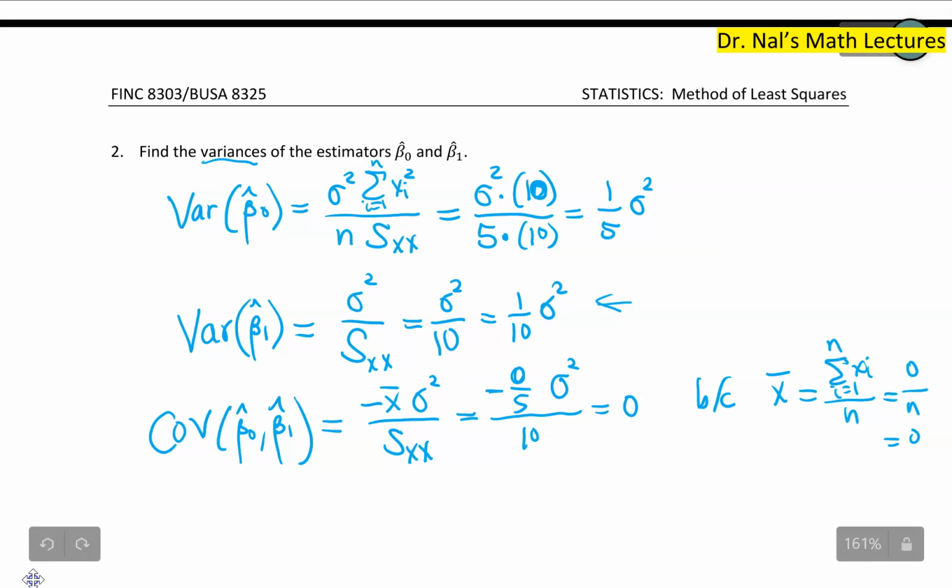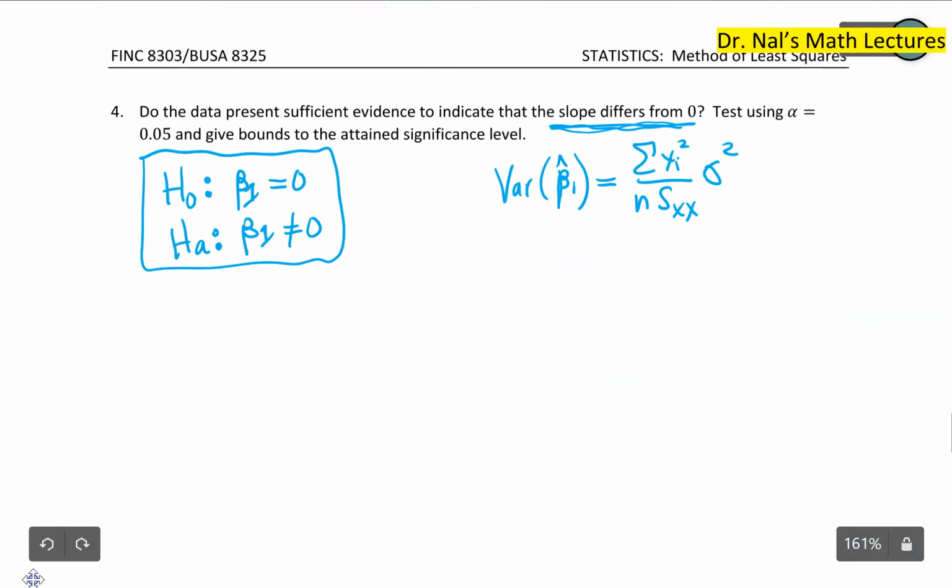Oh, sorry, it was sigma squared over SXX. This one was the variance of beta 0. Oh, sorry for that. So this one is beta 0 hat.